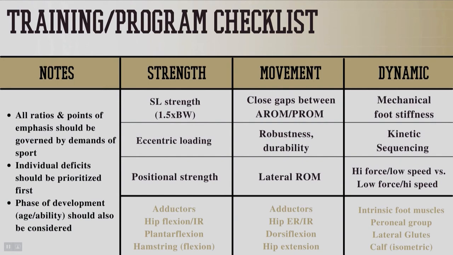Dynamically speaking, we see a lot of weakness with intrinsic foot muscles, the peroneal group or the lateral compartment of the lower leg, and lateral glutes, and isometrically the calves tend to be very weak.